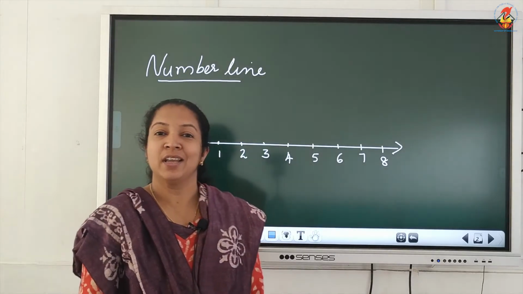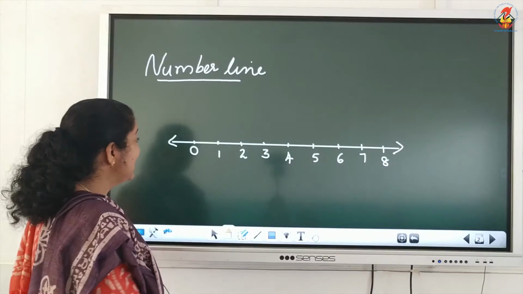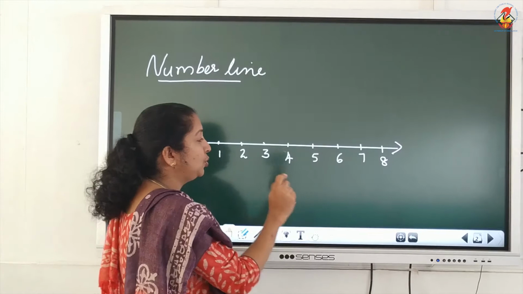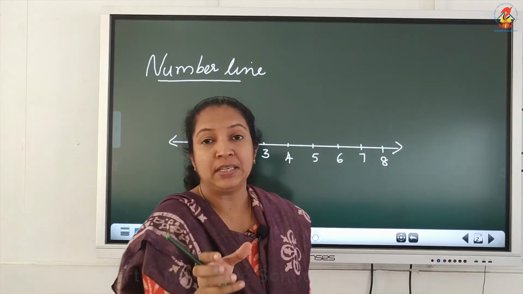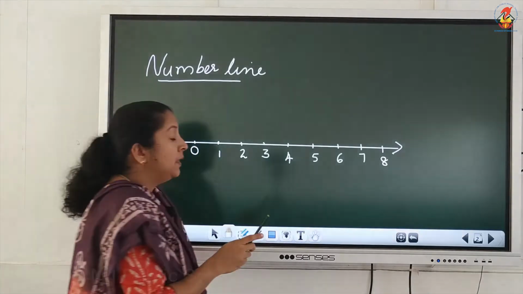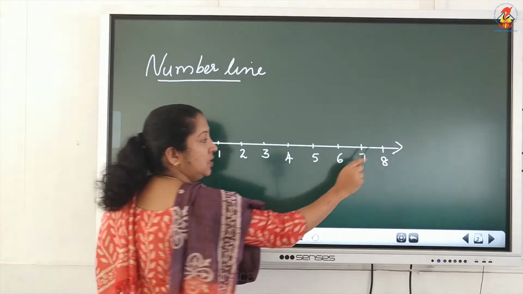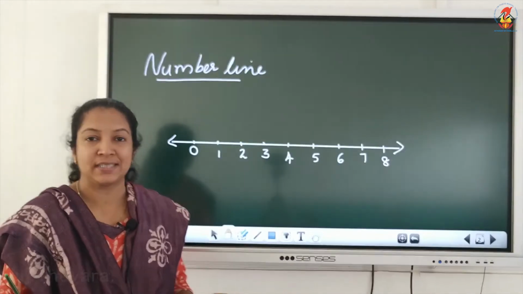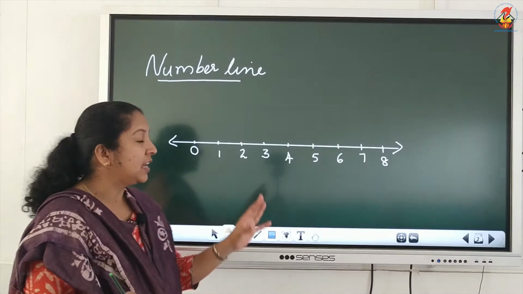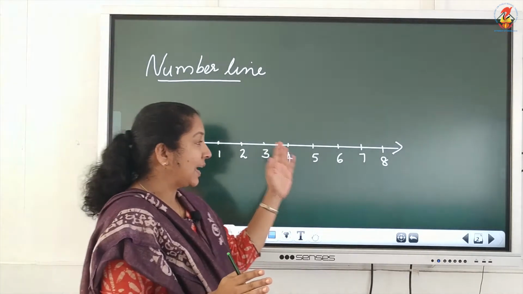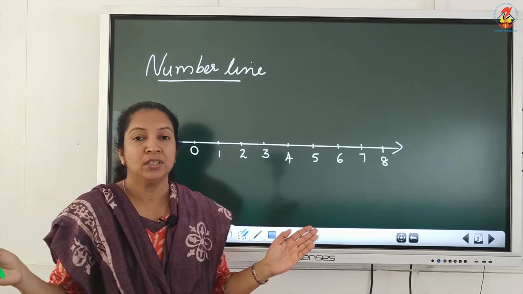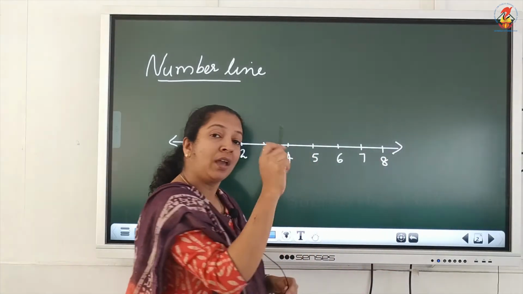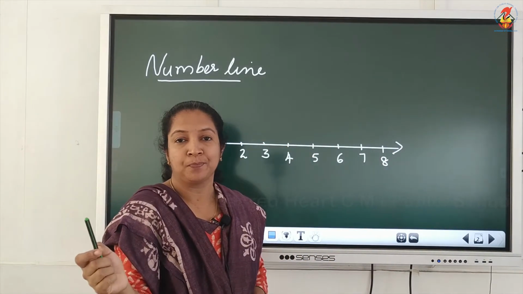You have already learned the number line. A number line is like this: a line with two arrows and written 0, 1, 2, 3, 4, etc. as equidistant. The two arrows mean we can extend this to both sides. The arrow indicates that this is not ending, it is going towards both sides. When you go towards the side, the numbers are 8, 9, 10, etc. It is infinite.